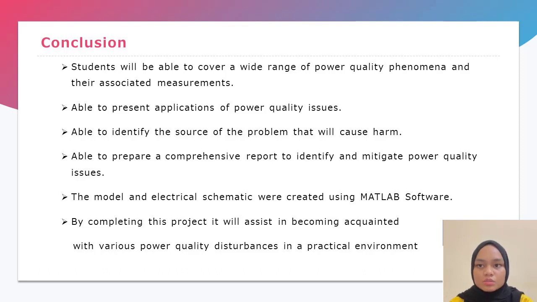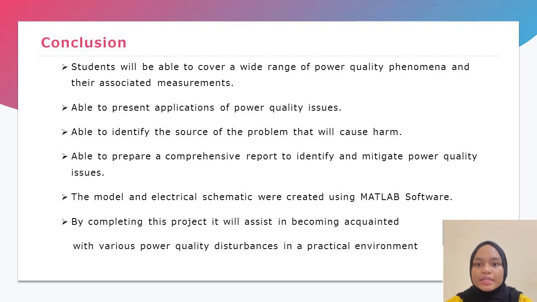All of these issues have distinct characteristics, and the most obvious is the waveform shape. Furthermore, we will be able to identify the source of the problem that will cause harm, and the majority of power quality issues will cause equipment damage. Then we will be able to prepare a comprehensive report to identify and mitigate power quality issues.